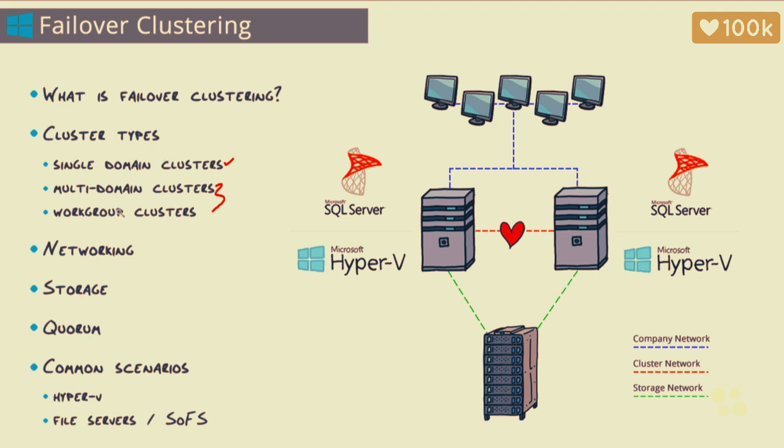Our 2 new cluster types do have some prerequisites and will require some extra configuration because they rely on DNS rather than Active Directory for discovery. The first thing you'll need to do is create a local user account on every single node in the cluster and ensure that it has the same name and password. And then you'll also need to add it to the local administrators group on each node.